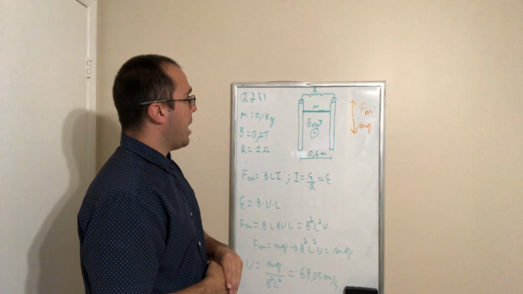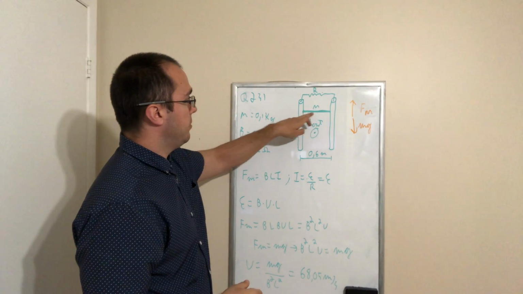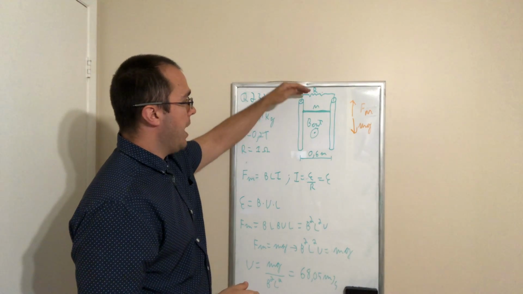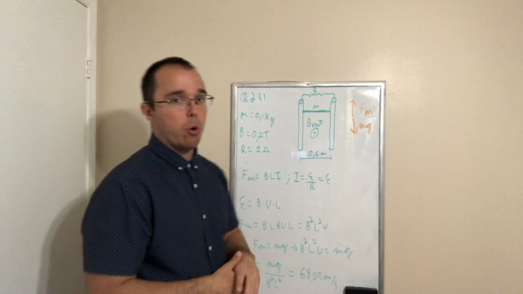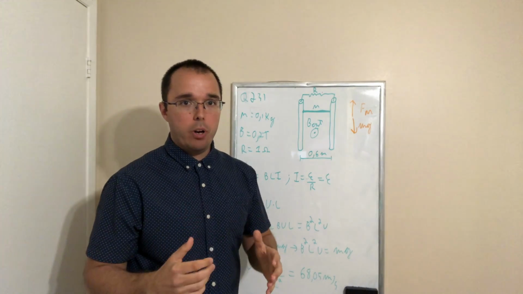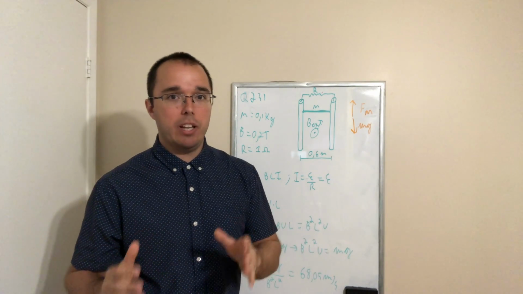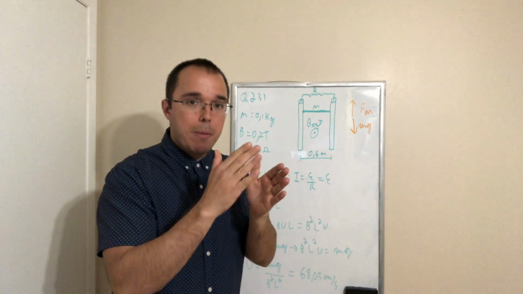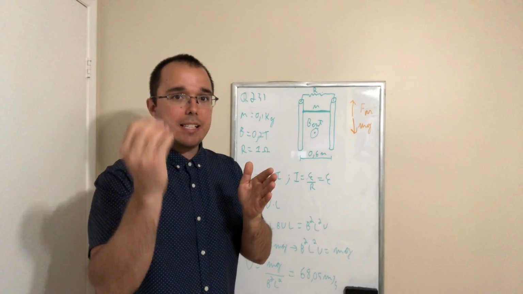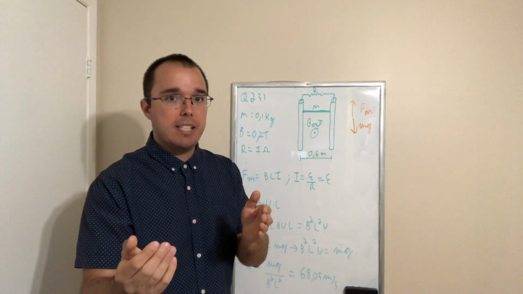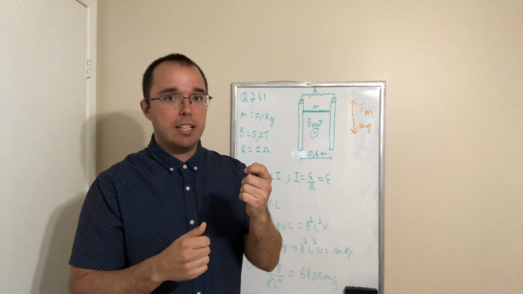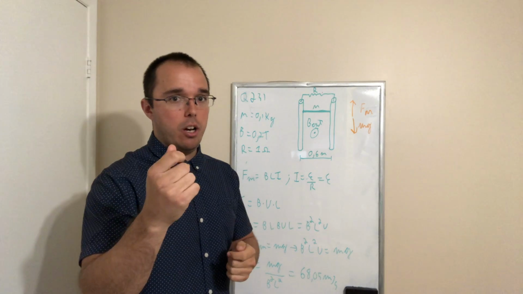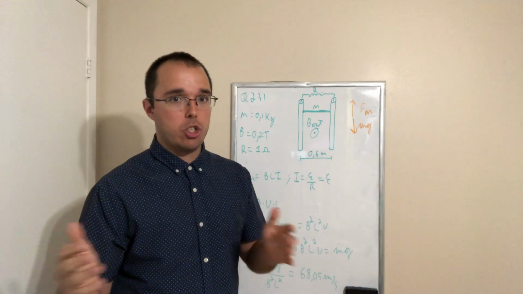Now, what's happening is we have this rod, and it's falling down due to the force of gravity. And there's a point where it will reach the maximum velocity. At this point, it means that the acceleration on the rod becomes 0 because the magnetic force and the force of gravity cancel each other out.